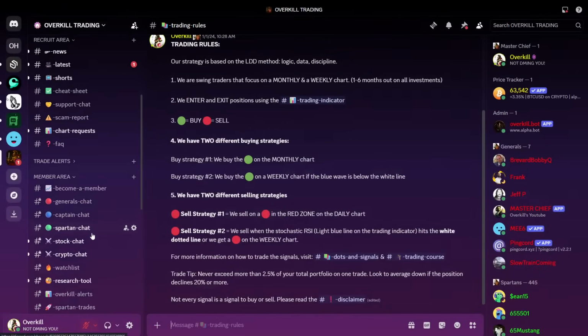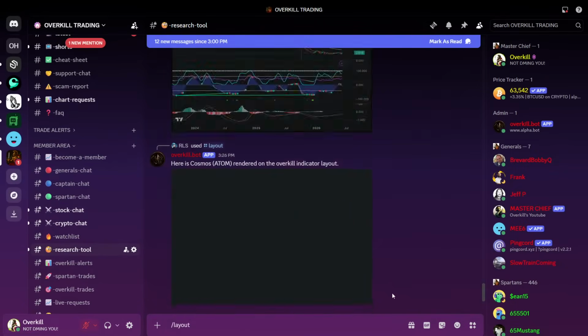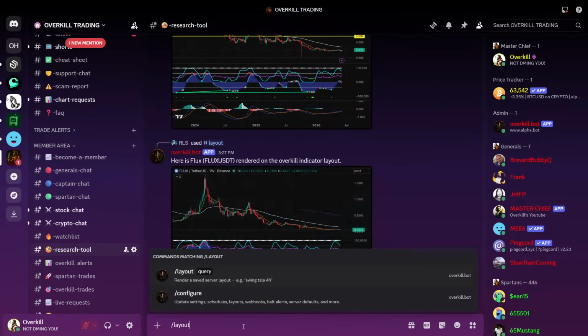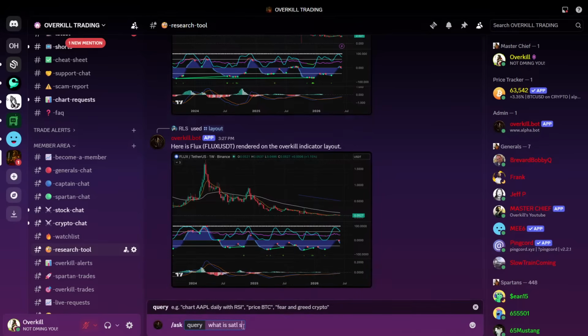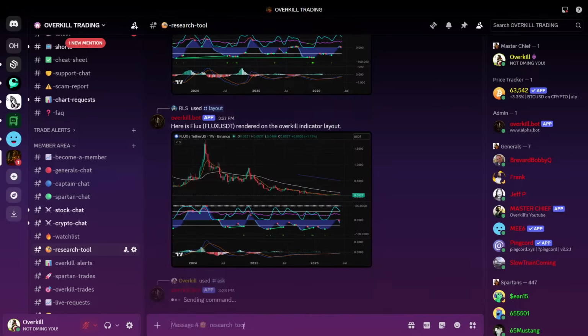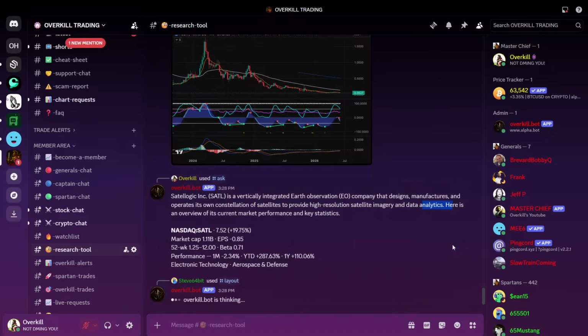Guys, and that new AI feature as well that we went over at the beginning, that you could look up any chart. You could actually use it over here as the research tool as well. So you could go /ask and then say, what is SATL stock? And it will actually pull up all the information about the stock. You can see it's a vertically integrated Earth observation EO company that designs, manufactures, and operates its own constellation of satellites to provide high-resolution satellite imagery and data analytics.